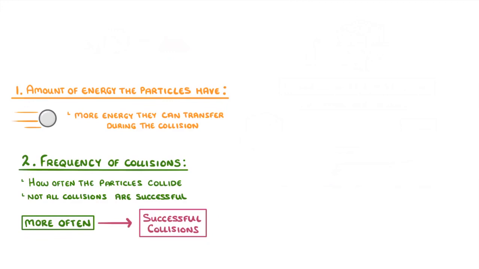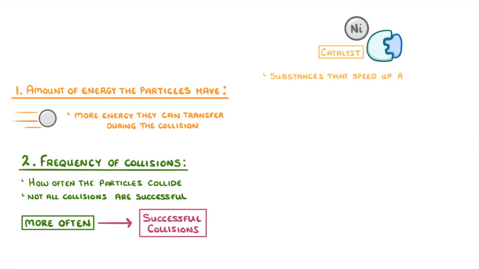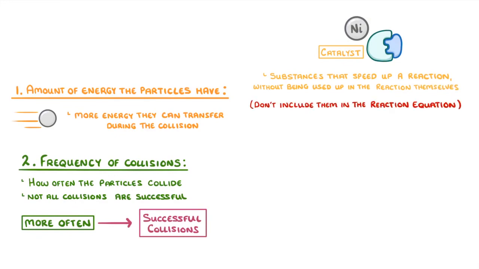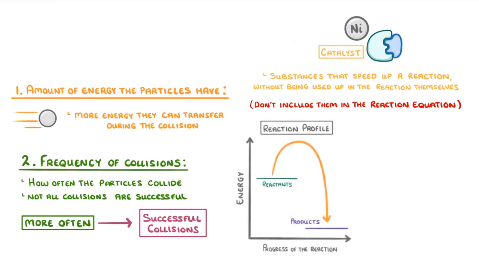The last factor that we need to cover is the presence of a catalyst. Catalysts are substances that speed up a reaction without being used up in the reaction themselves. So we don't include them in the reaction equation, as they're not reactants or products. To understand how they work, we can use a reaction profile, which shows the change in the chemical's energy during a reaction.